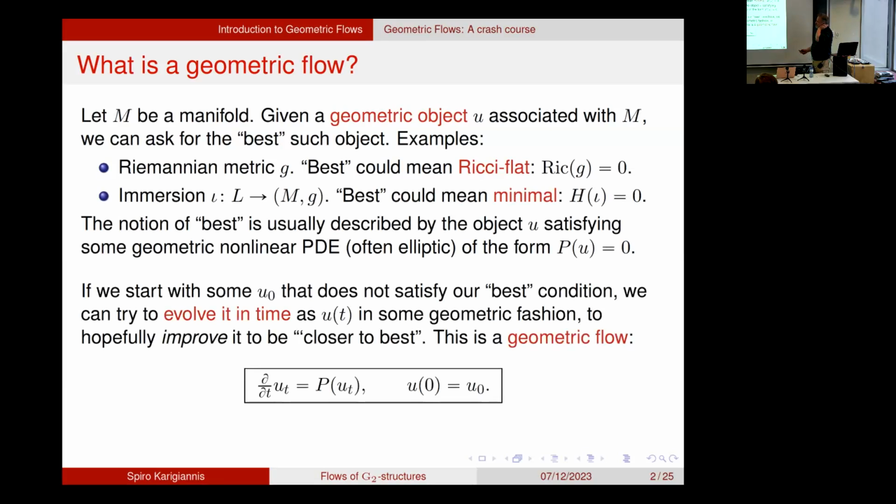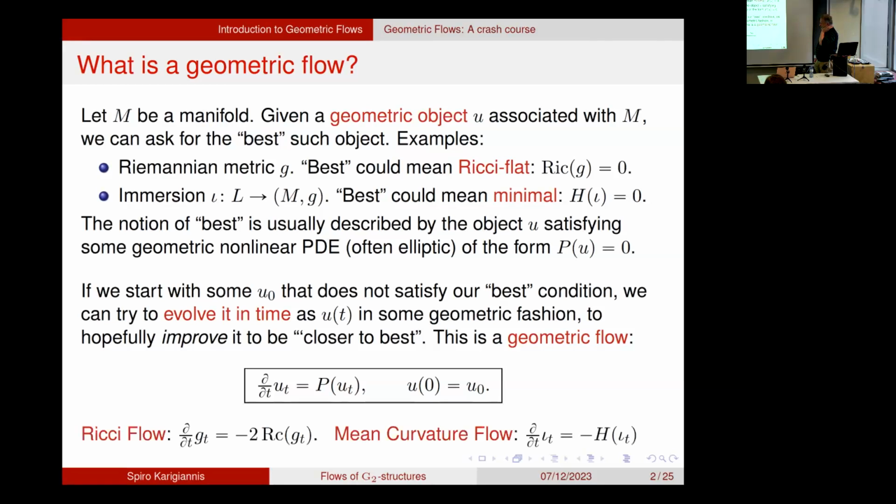So suppose we start with some object that's not the best, doesn't satisfy our best condition. We can try to evolve it in time in some geometric way to improve it, right? To make it closer to being best. So that's a geometric flow. So U as a function of t is evolving in time by this operator P of U of t. So it would stop when P of U of t is 0, right? And we have some initial condition. So for example, the Ricci flow, the mean curvature flow, and I don't need to tell anyone in this room probably anything more about that.